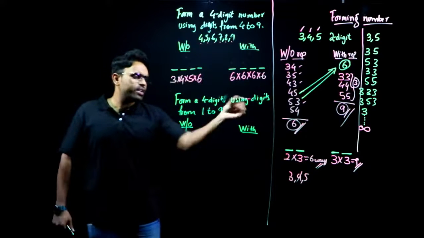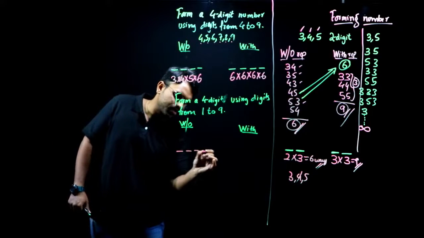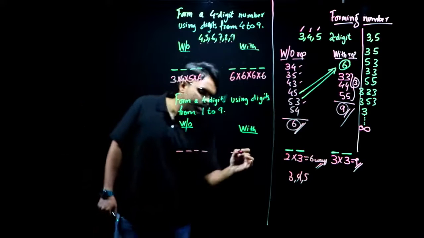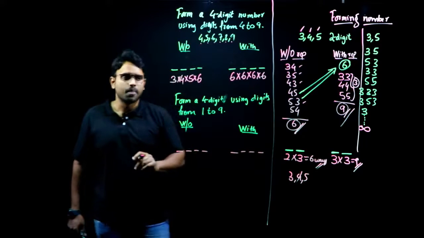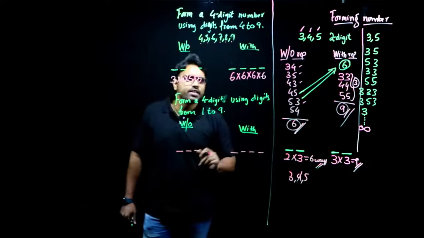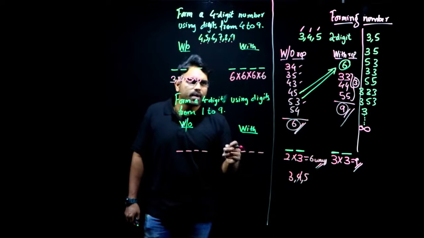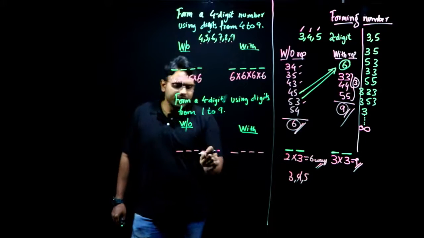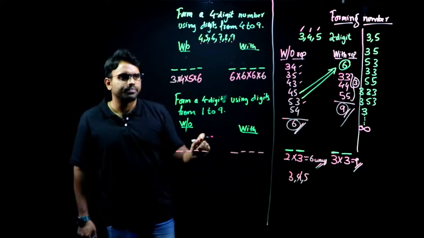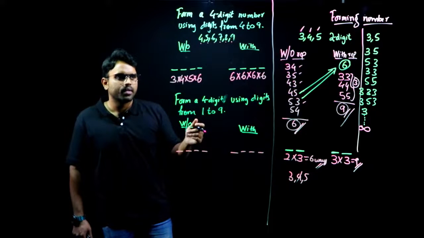Now to form a 4-digit number, what do we need? We need 4 blank spaces. I'll quickly draw 4 blank spaces. Here also I need 4 blank spaces. Now 1 to 9, how many digits do I have? Quickly everyone. I have 9.